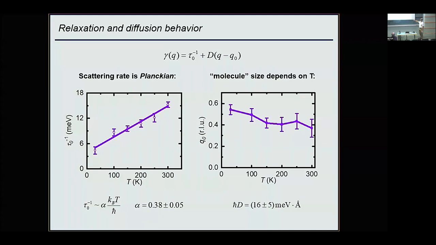Your statement is alpha needs to be one? No, I don't say it needs to be one. But when you say it is Planckian and your alpha is 0.38, this means that for you a factor of three doesn't matter. But that number, right? The definition of Planckian is a number of order one.